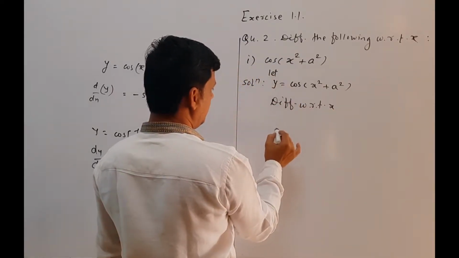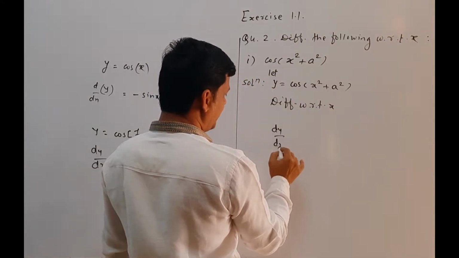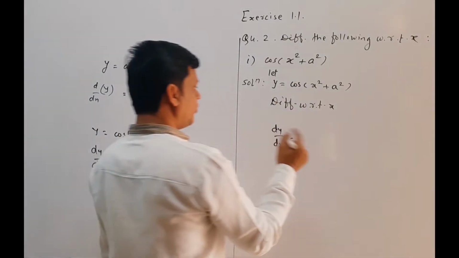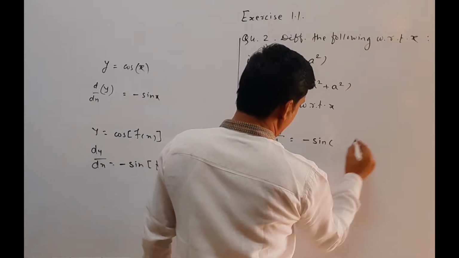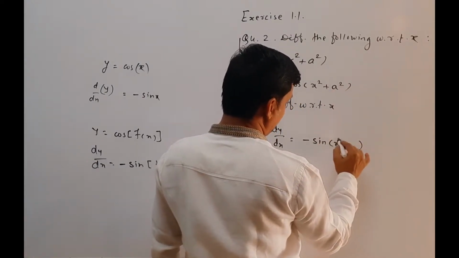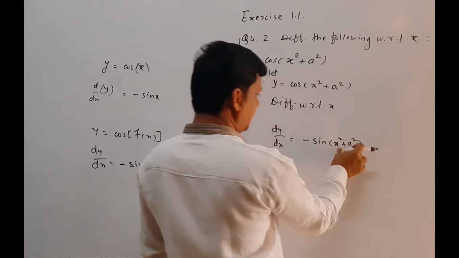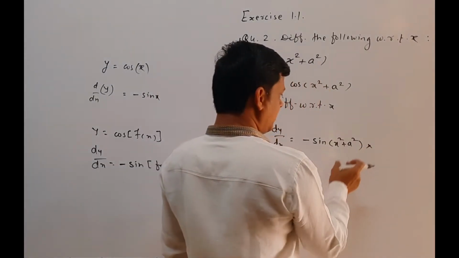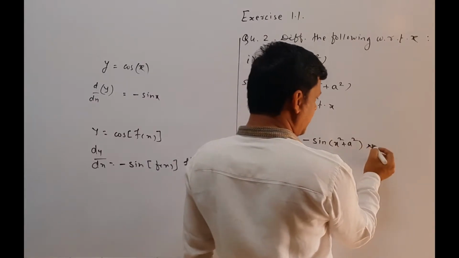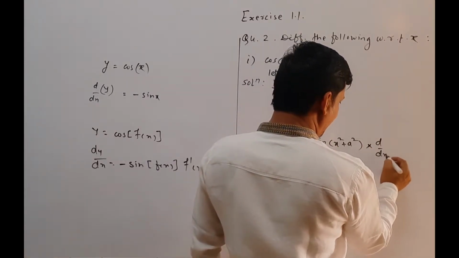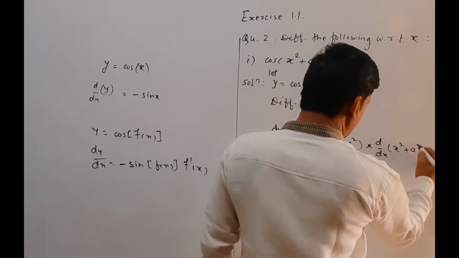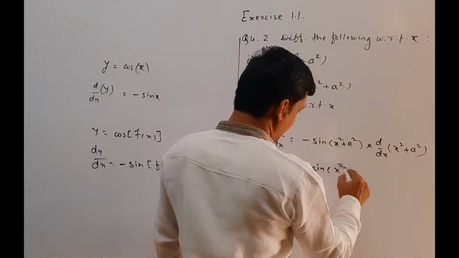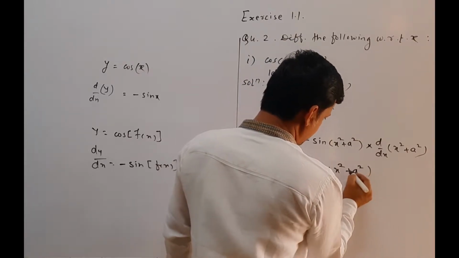Now we write the derivative of y as dy by dx. The outer function is cos, so the derivative of cos is minus sin. Keep the bracket value as it is, x square plus a square, that is the value of f of x. Then we have to find f dash of x, that is the derivative of this x square plus a square. So we write here d by dx of x square plus a square. Then minus sin of x square plus a square.